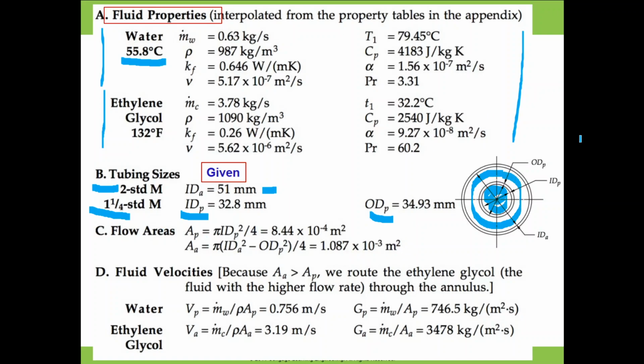Remember that in this book, the good thing is that they have mentioned the procedure step by step, like your step A, step B, step C, and step D. So you follow the step by step procedure, right? So we calculated the flow area, and then we need to calculate the flow velocity depending upon the mass flow rate. The mass flow rate for water is given here, and the mass flow rate for ethylene is given here, and we know the density of both, and we know the cross section area for both, so we can find out the velocity of the flow in the pipe and the velocity of the flow in the annulus.